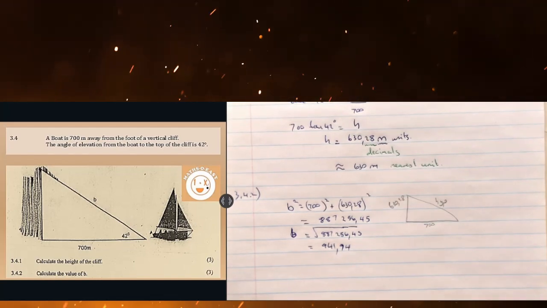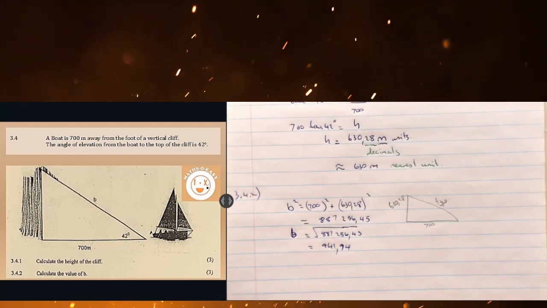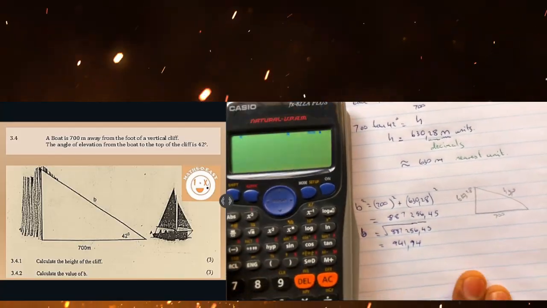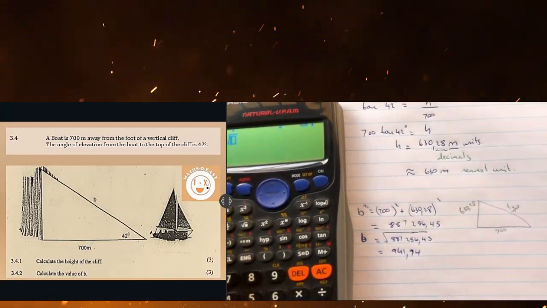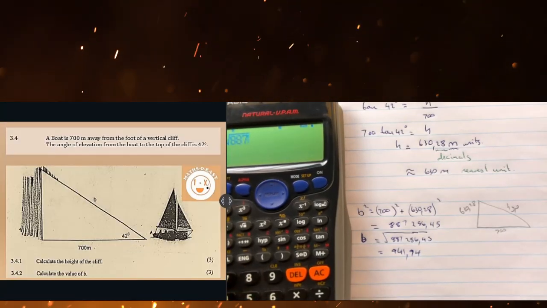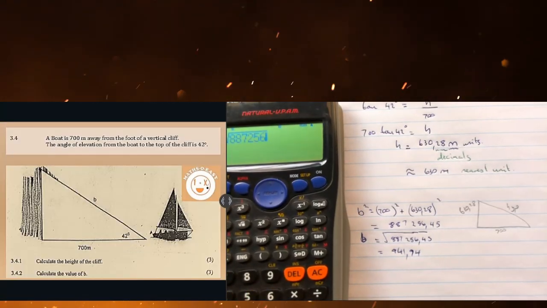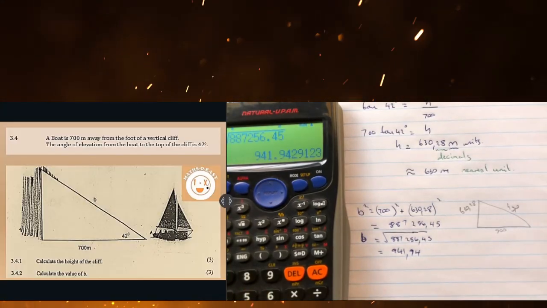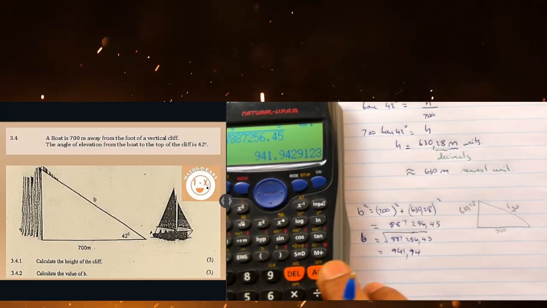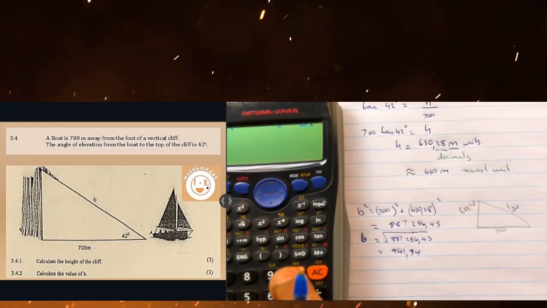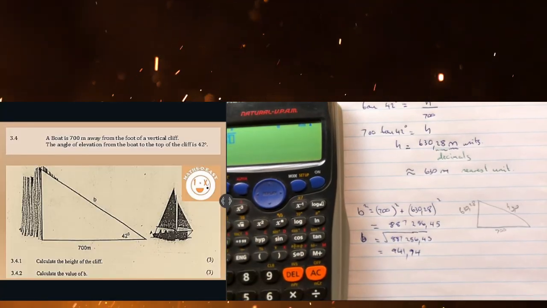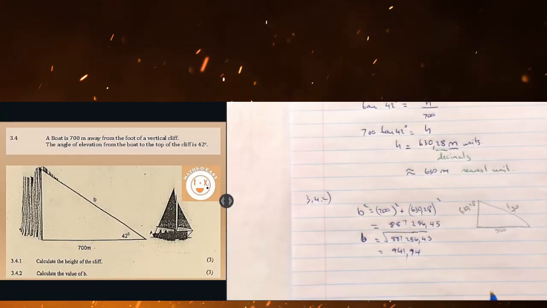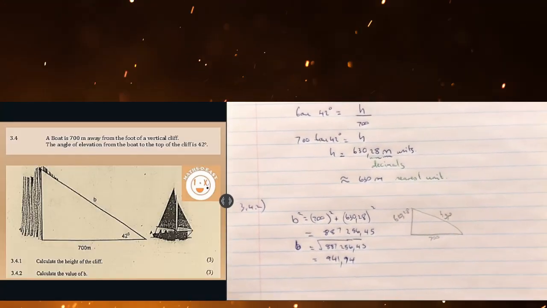Somebody might say, hey, you're cheating. How did you do that? If I take this number, I say square root of 887,256.45. There it is, 941.94. So I already had the answer there. All I needed was to take the square root of that number because it was already in my calculator. Come to Math So Easy, I give you all these other tricks.